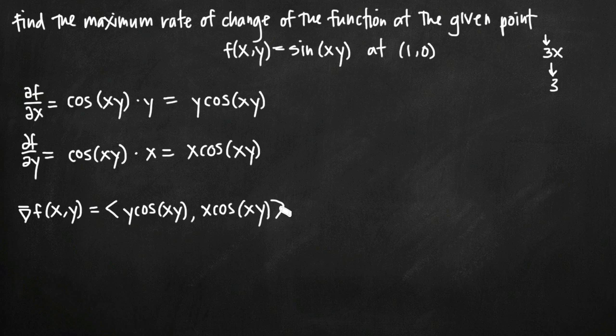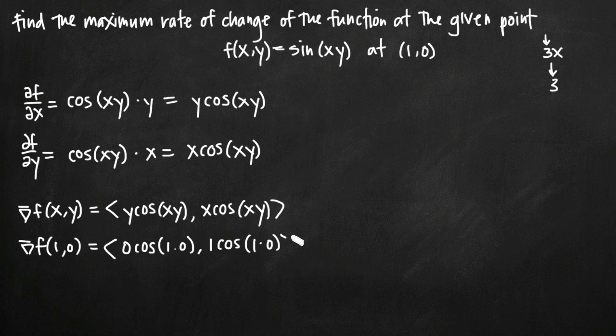In this particular problem, though, we've been asked to find the gradient vector at the point (1, 0). So we're going to say the gradient vector of f at the point (1, 0), and we're just going to plug the point (1, 0) into each of our partial derivatives. We can do that directly in this equation for the gradient vector. We'll plug in 0 for y, so we'll get 0 times cosine of 1 times 0, comma, x is 1, so we get 1 times cosine of 1 times 0.